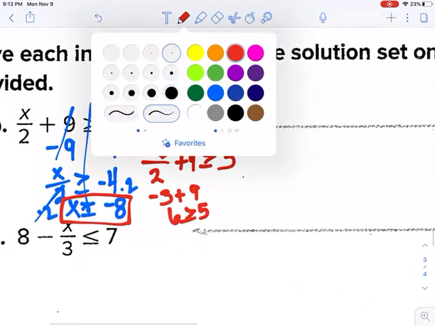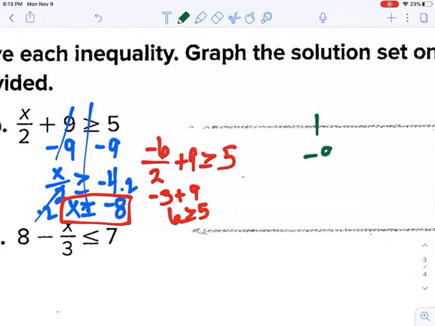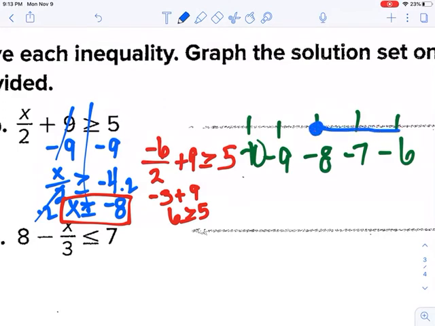So I'm going to put negative 8, negative 9, negative 10, negative 7, negative 6. This is going to be a closed circle because it has the line underneath it, and it's greater than, so we're going to go to the right.